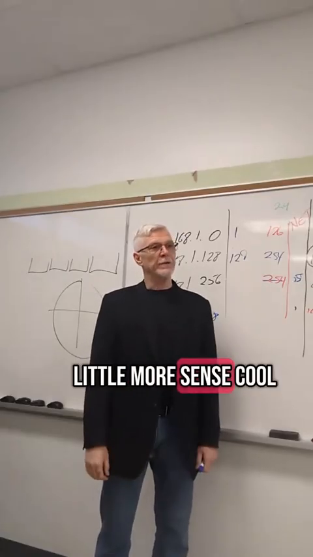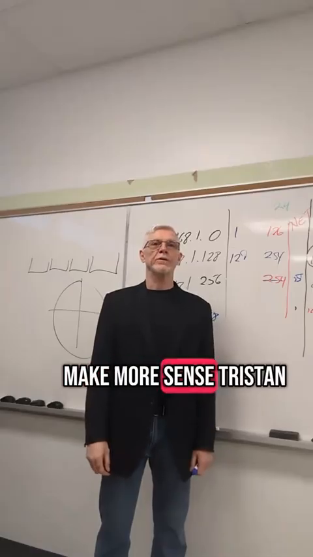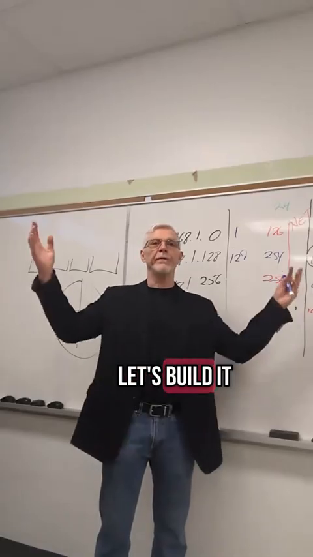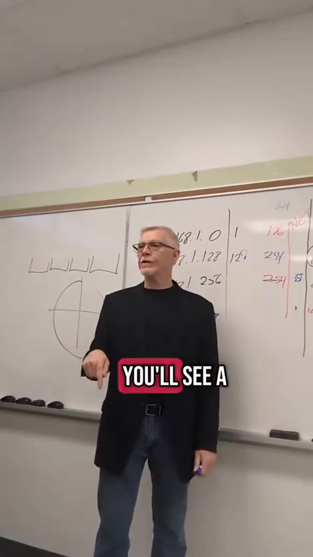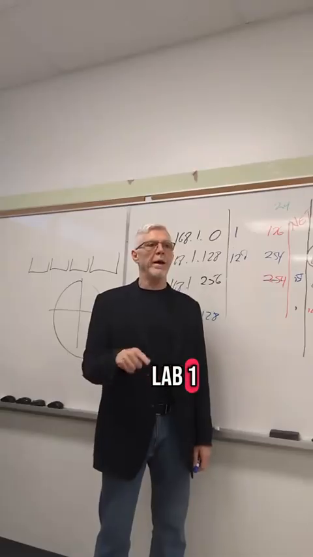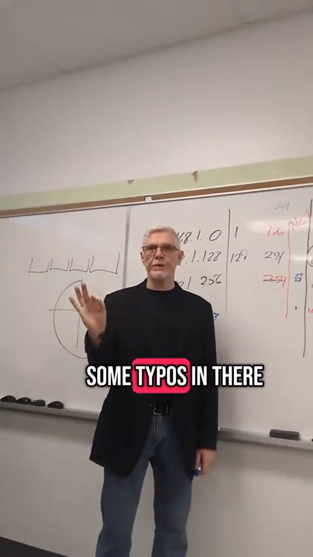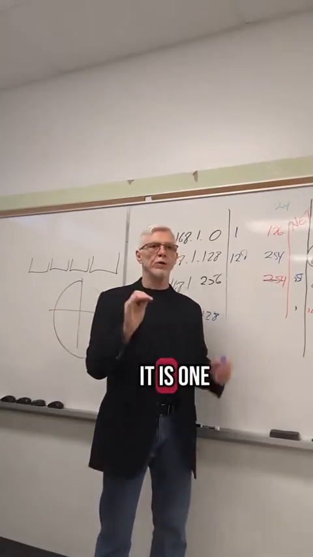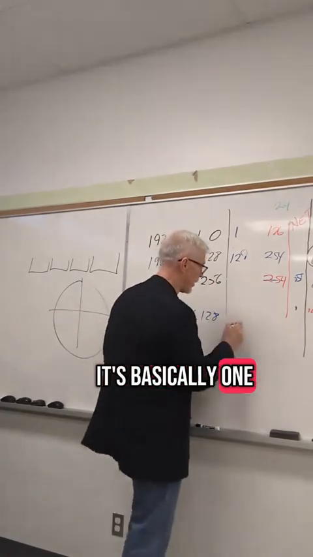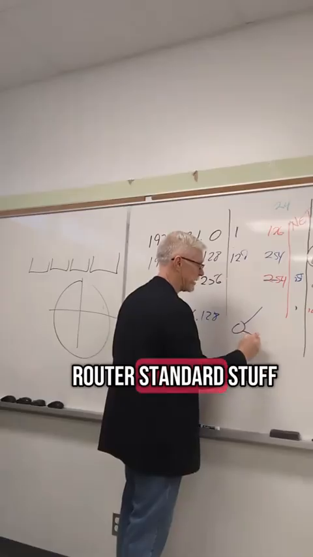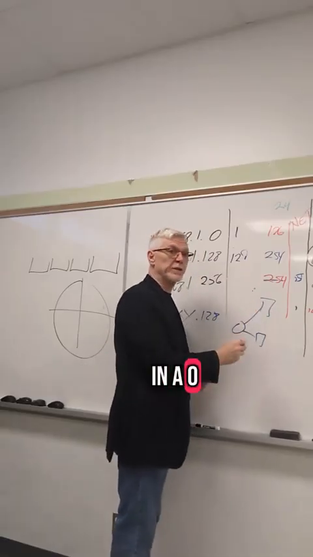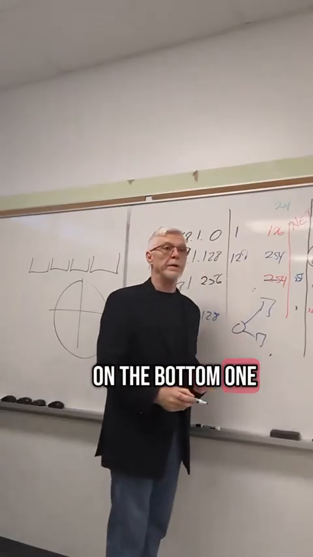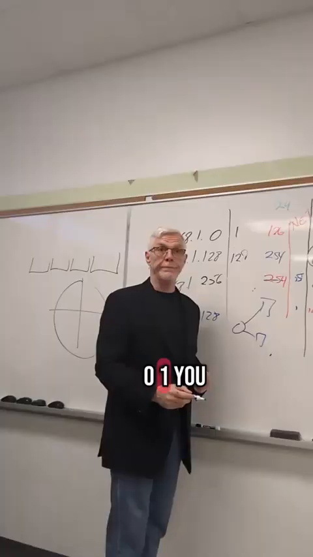Does that make a little more sense? Cool. You know what would make more sense, Tristan? Let's build it. If you go into DC Connect and in this lab section, you'll see a lab called Subnet Lab 1. I'll put a screenshot in. There's some typos in there. You're going to have to fix them. It is one router, right? It's basically one router with standard stuff with 2 switches. I want you to put the first network on the top, Fast Ethernet 0/0. The second network on the bottom one, Fast Ethernet 0/1.